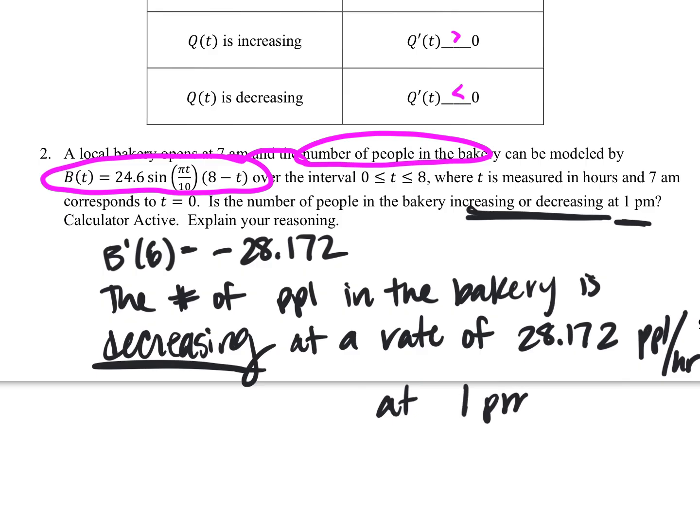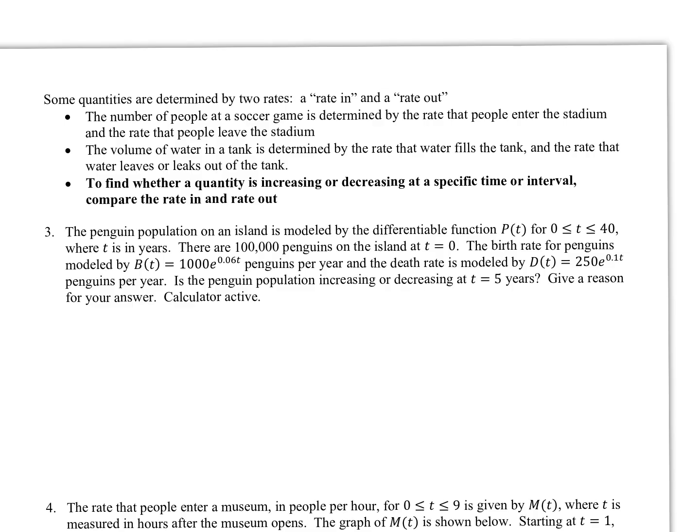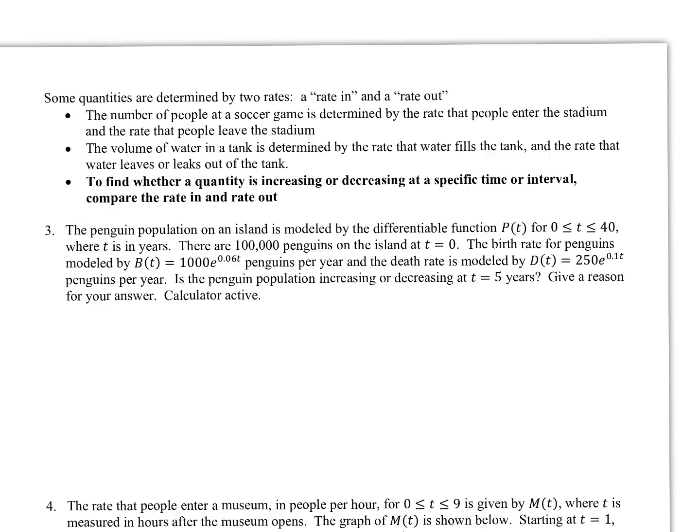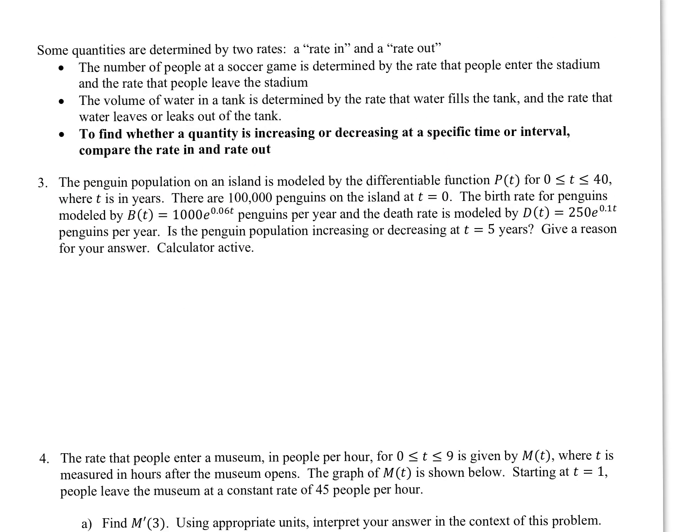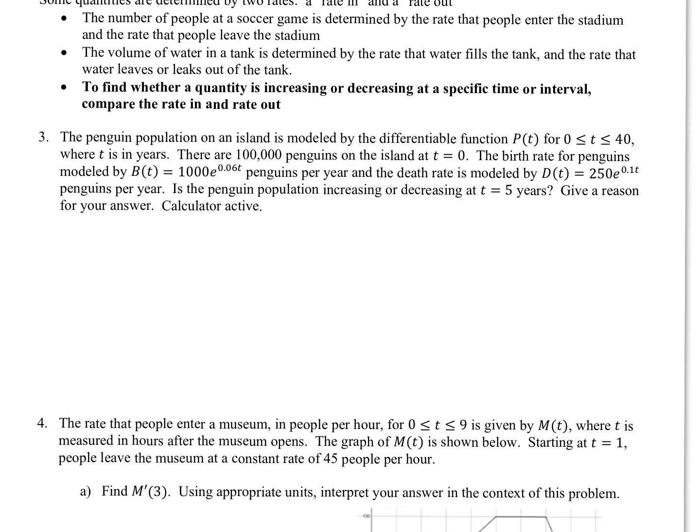Oh my gosh, Steffi just saved it at 1 p.m. So now some quantities can be determined by two rates, like a rate in and a rate out. And here we're talking about penguins being born and therefore also dying. Rate in being born, it does tend to happen, but it is still sad. To find whether a quantity is increasing or decreasing, we can compare the rate in versus the rate out. So, the penguin population, and then it says the population is P.